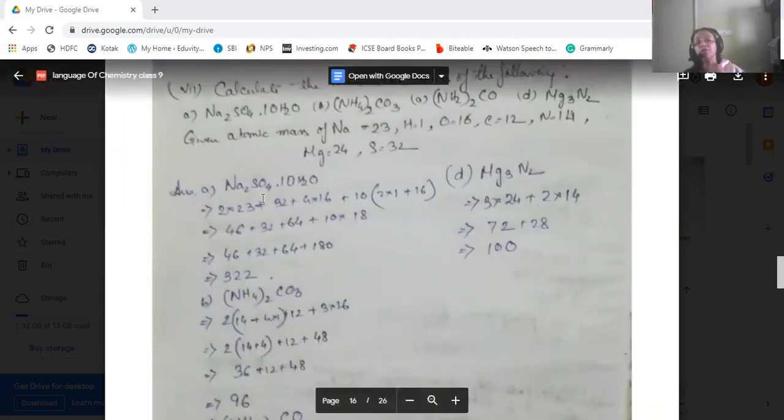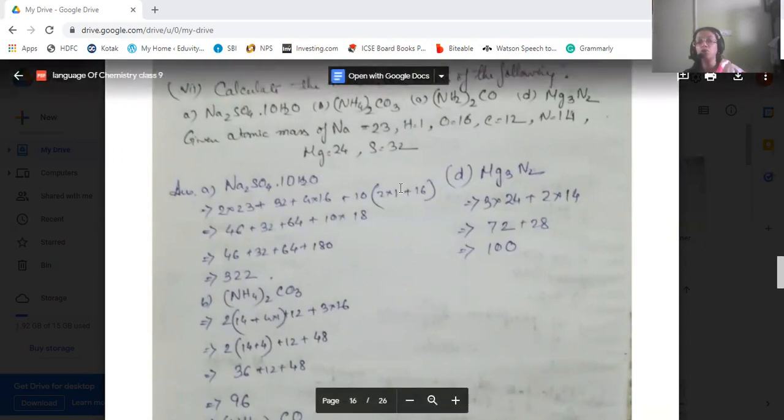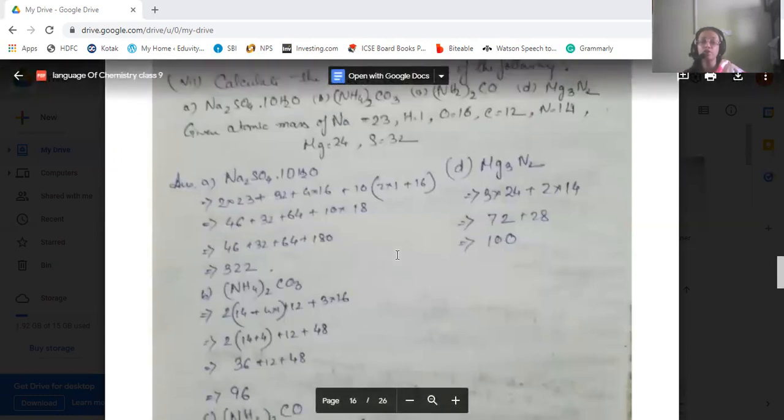So for sodium sulfate 10H2O, again, we need to put all the atomic masses. See here, sodium having 2 atoms, so 2 into 23. Sulfur has 1 atom, that is 32. Oxygen is 16, so 4 into 16 plus 10 H2O, so 10 multiplied by the total H2O. So H2O is 2 into 1 plus 16. So that makes 322. So the molecular mass of sodium sulfate 10H2O is 322.